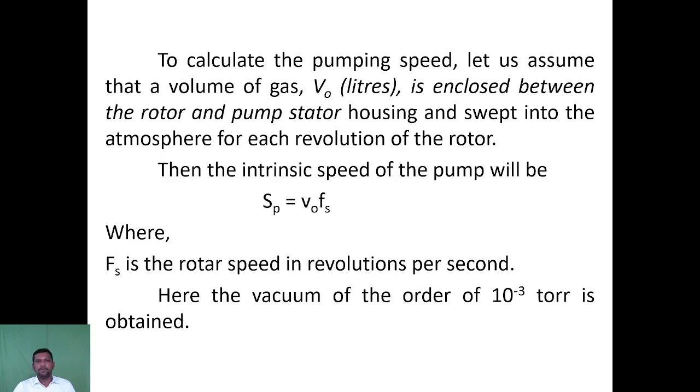To calculate the pumping speed, let us assume that the volume of gas V0, in liters, is enclosed between the rotor and the pump stator housing, and then it is swept into the atmosphere for each revolution of the rotor. Then the intrinsic speed of the pump is calculated using the formula Sp equals V0 times Fs, where Fs is the rotor speed in revolutions per second. Here a vacuum on the order of 10 power minus 3 torr is obtained.